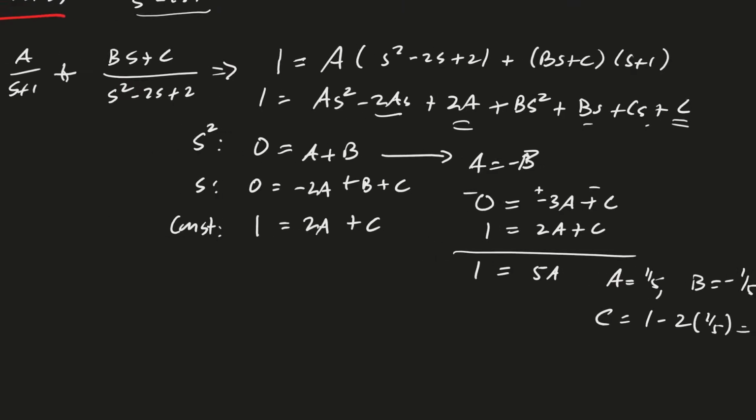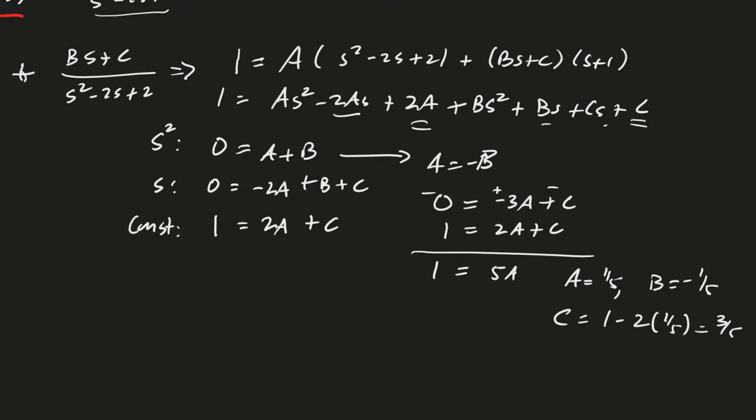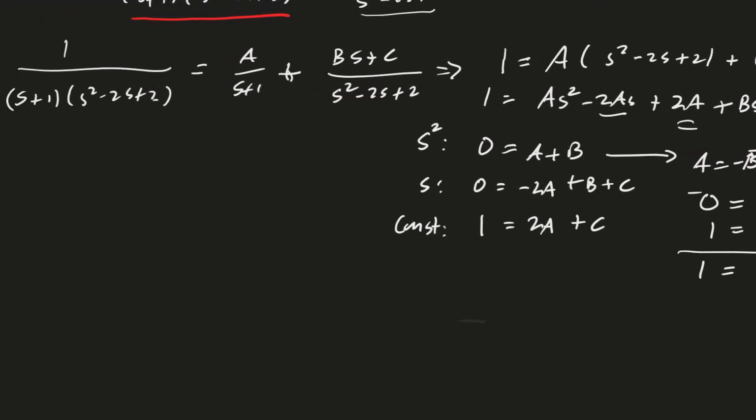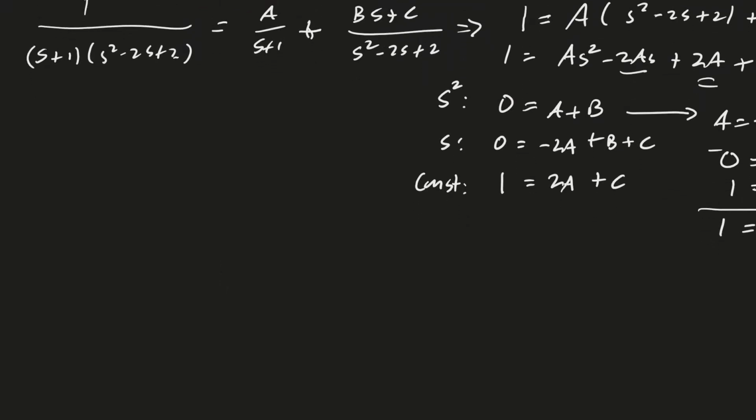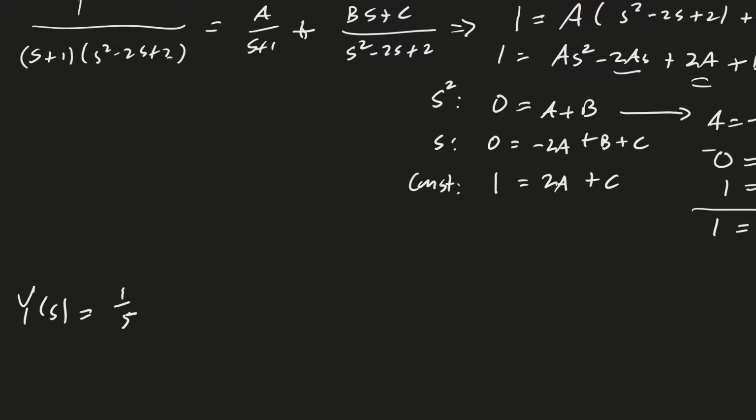Good, that wasn't too bad. So let's go back and rewrite everything. Oh, you know what? Let's go ahead and write down our y of s again. So our y of s is now equal to 1/5 times 1 over s plus 1.